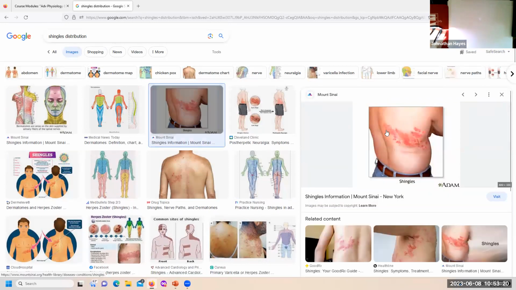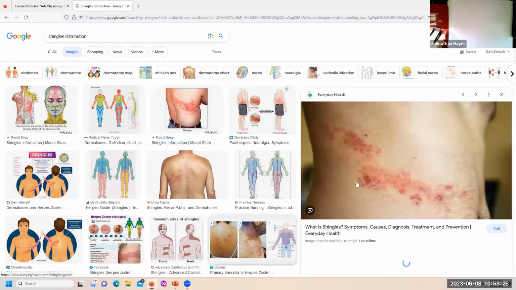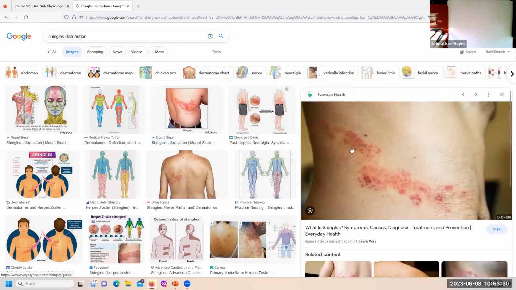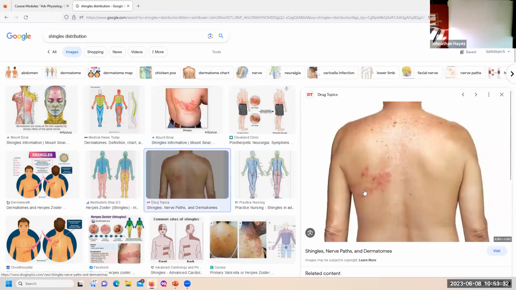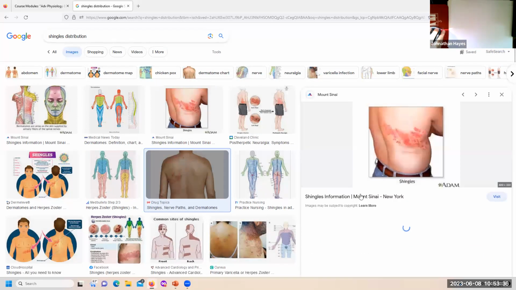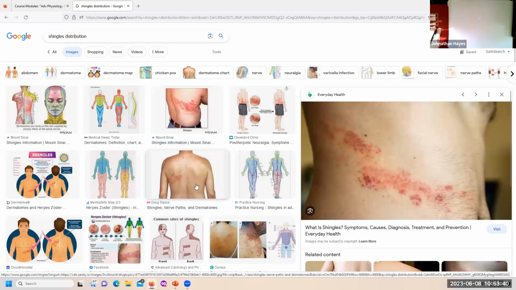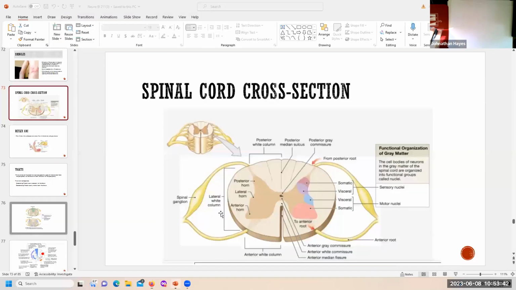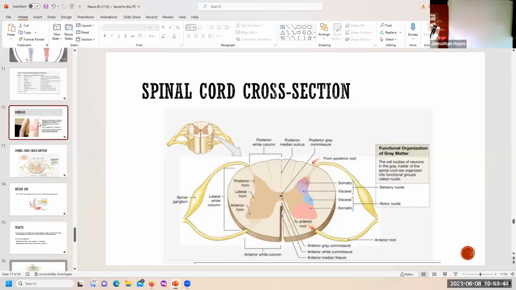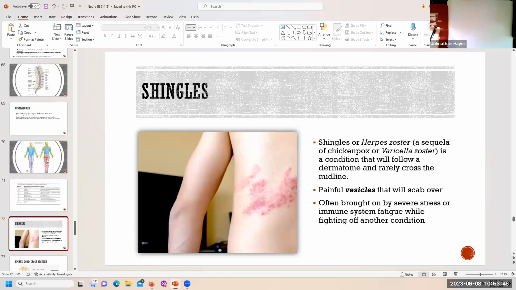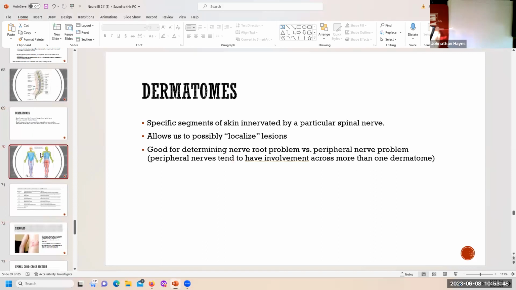But what I was looking at when I was talking about striping or banding pattern, I was showing a picture of shingles, and this is what it would look like. See how shingles kind of follows a stripe or band, unilateral, only on one side, so it's following a dermatome. So that's what shingles would look like. So in the PowerPoint, shingles was mentioned right here. And we just got done talking about dermatomes.